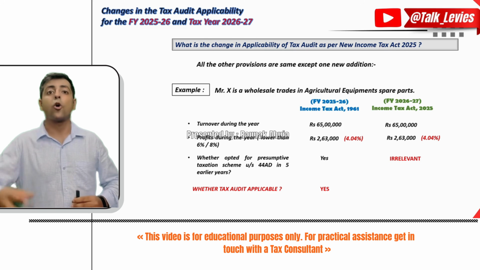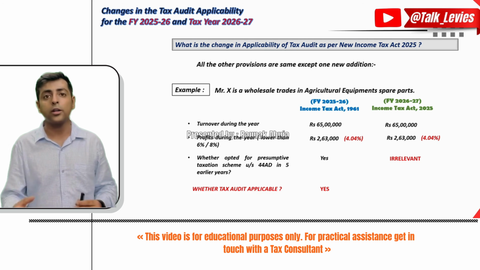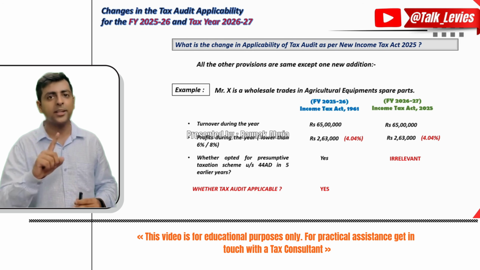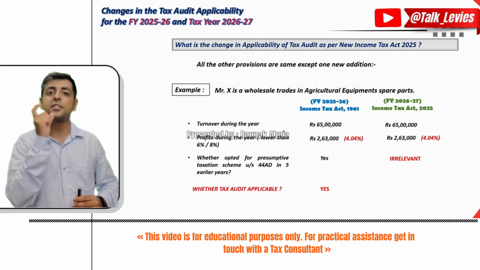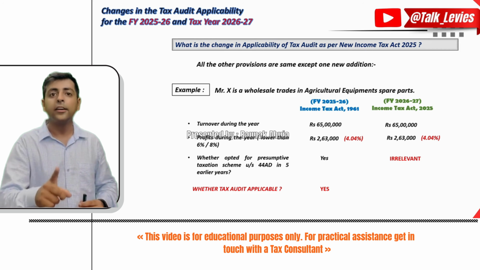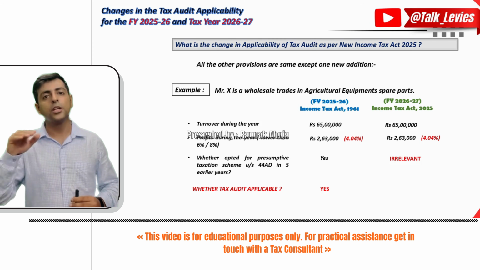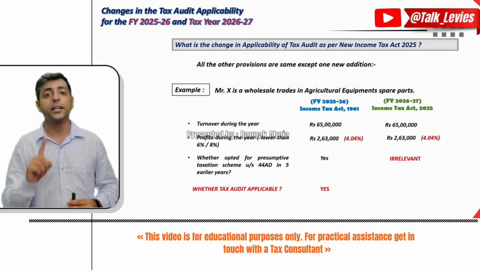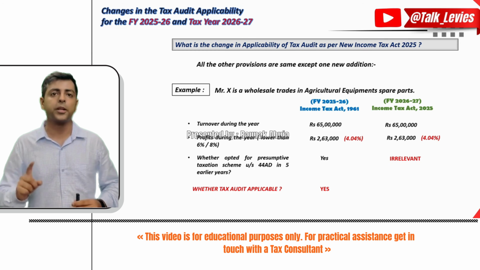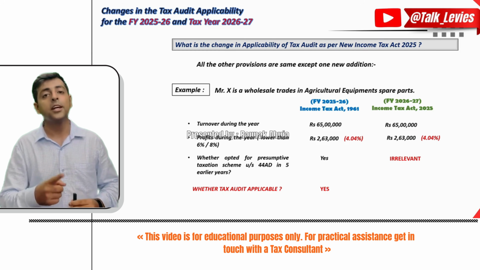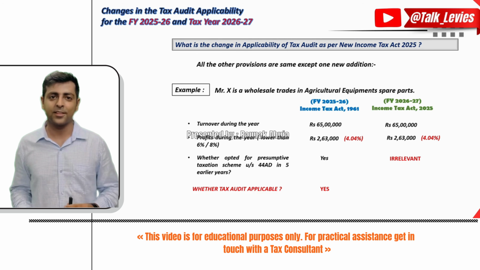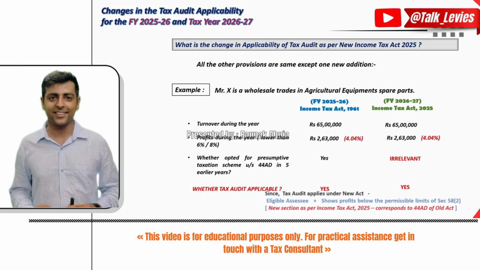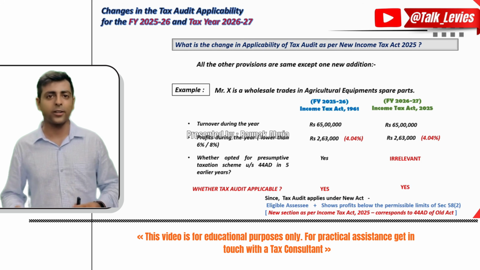Whether the assessee has opted for the presumptive taxation scheme or not in the previous 5 financial years becomes totally irrelevant. The only thing that matters here is whether the assessee is an eligible business and whether he shows profits below the specified limits of the presumptive taxation scheme. It won't matter even if the assessee did not choose to pay taxes as per the presumptive taxation scheme in earlier 5 financial years. So in this case, the tax audit would be applicable to the assessee. And this is the new change that has been brought in.